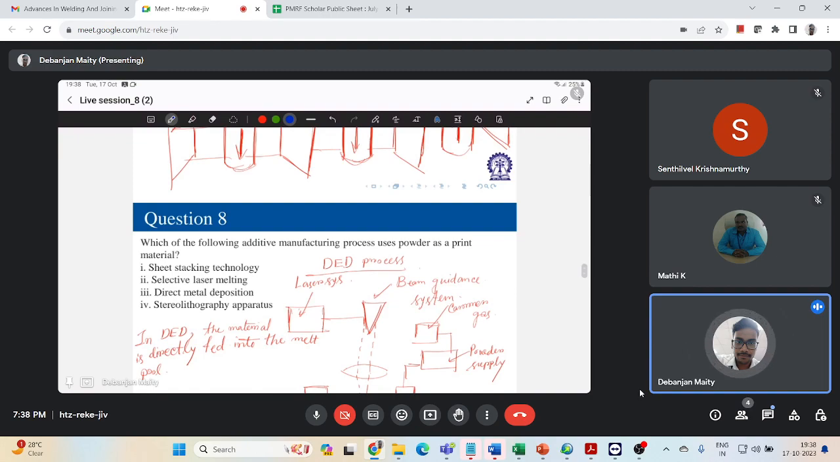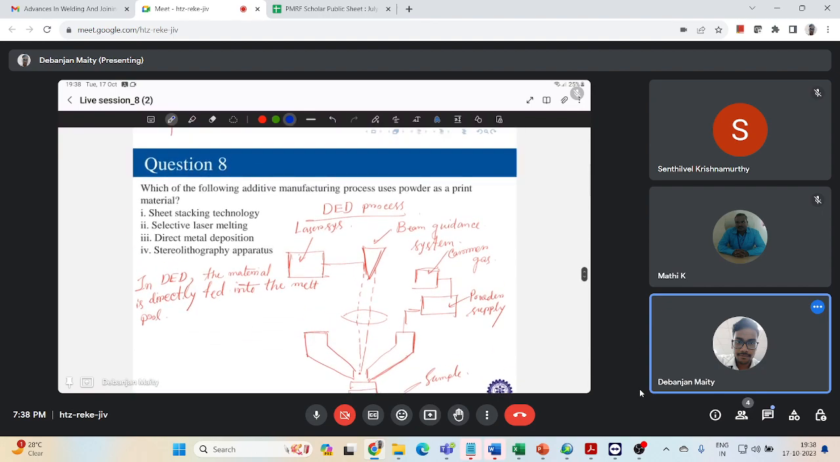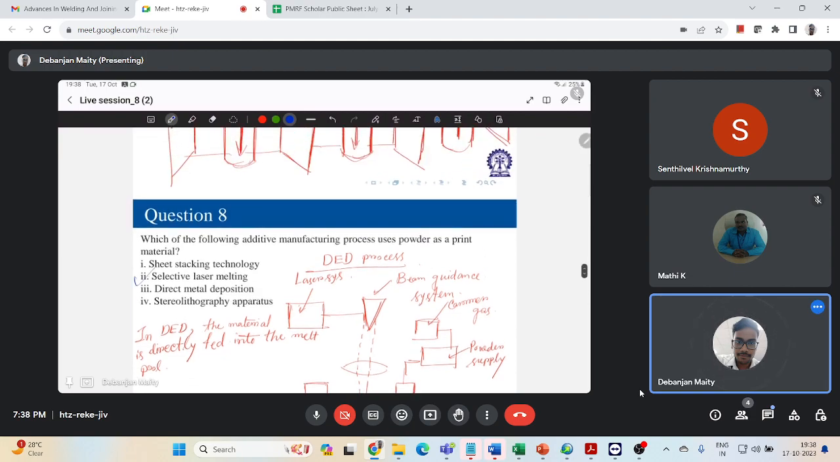Then the next question was, which of the following additive manufacturing processes uses powder as a print material? Quick stacking technology? No. Selective laser melting can use powder, and direct metal deposition can also use powder. Stereolithography is polymers, right? Two and three are correct.